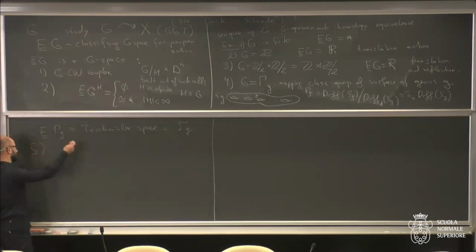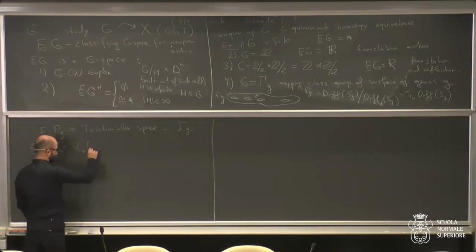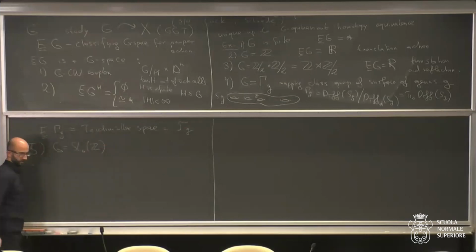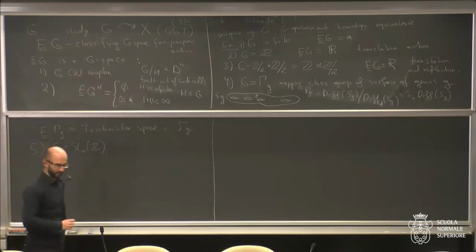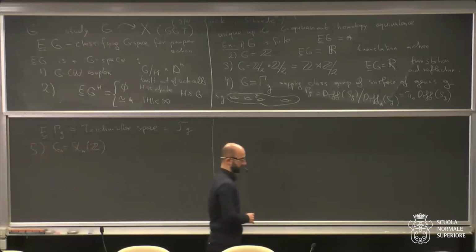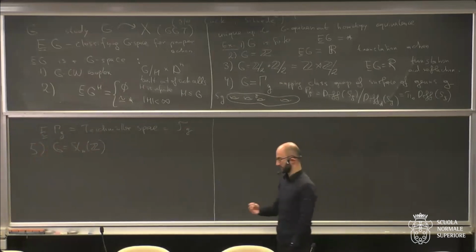Okay, so as you see, E under bar G shows up in these types of geometric situations as well. The fifth example, which is also very interesting: you can take G equal to SL_N(Z). This example generalizes to any lattice in a Lie group, also in arithmetic situations, like arithmetic groups, etc.